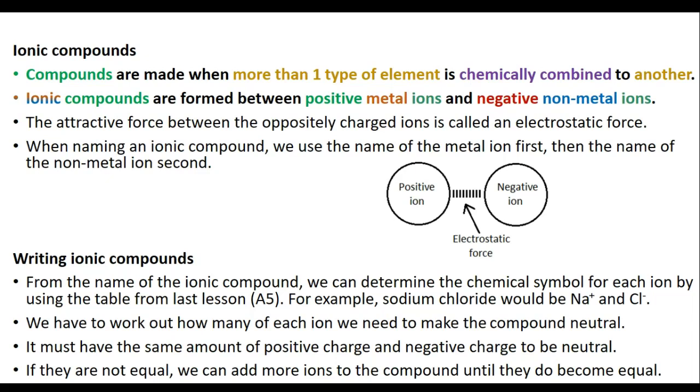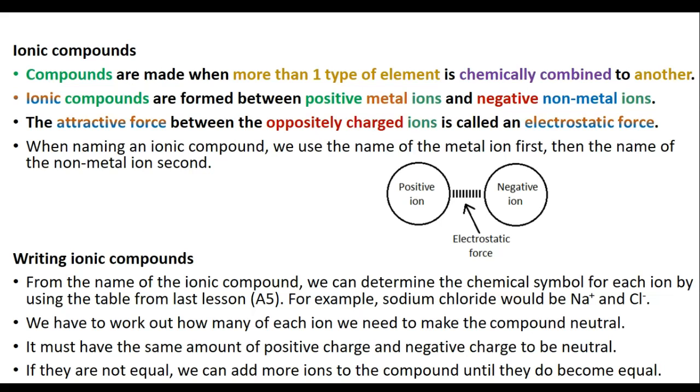Metals, when they lose electrons, become positive ions. Non-metals, when they gain electrons, become negative non-metal ions. Because of the opposite charge, they are attracted to each other. So the ionic compound forms because the ions are attracted to each other by a force called an electrostatic force.